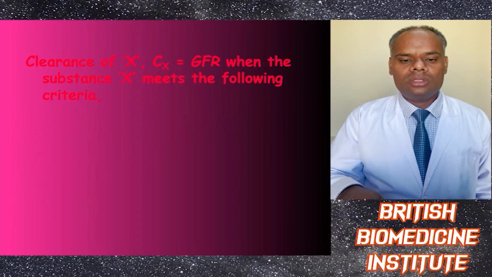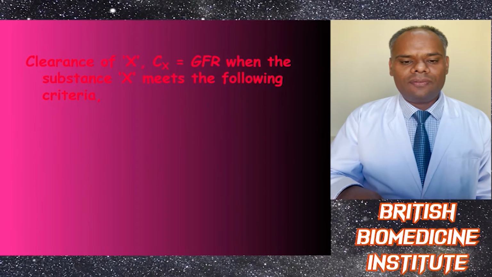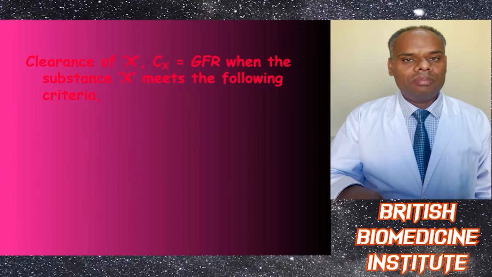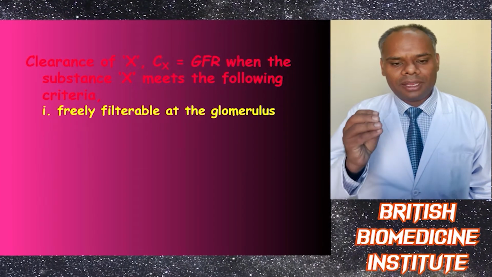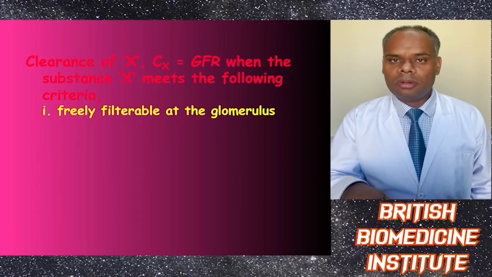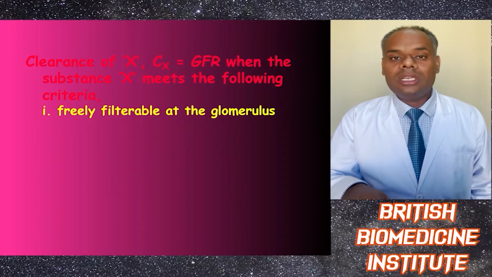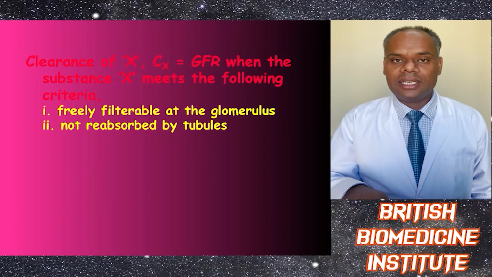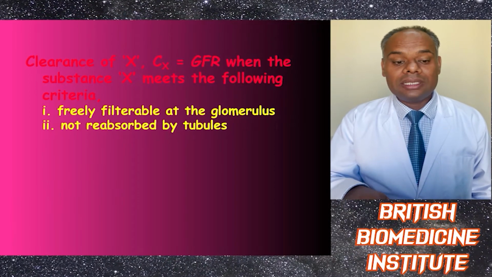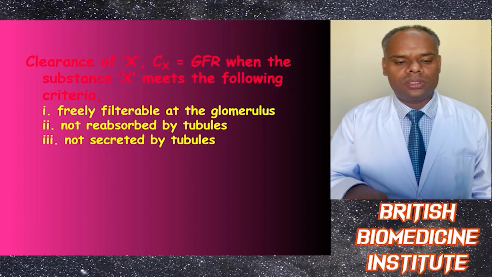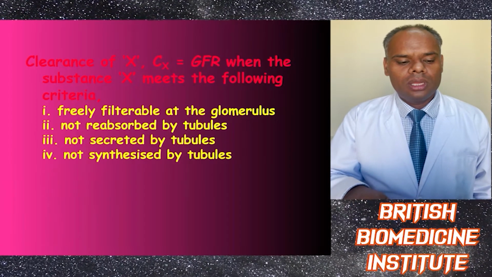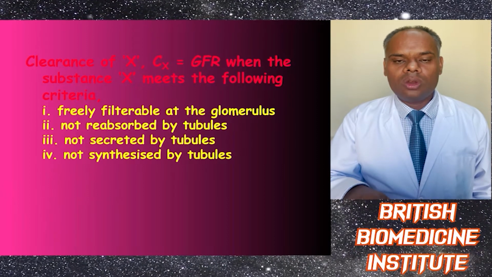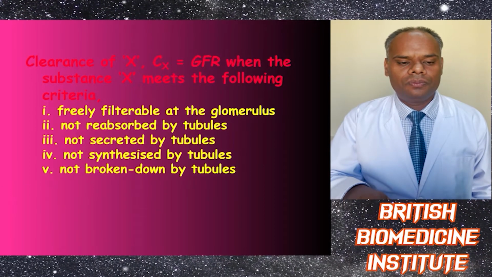Clearance of X, Cx, is equal to GFR when the substance X meets the following criteria. It is freely filterable at the glomerulus. This is the number one criterion. Not reabsorbed by the tubules, second criterion. And third, not secreted by the tubules. Fourth criterion is not synthesized by the tubules. Fifth criterion is not broken down by the tubules.